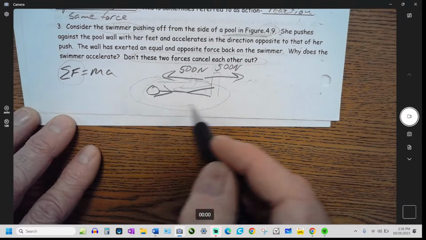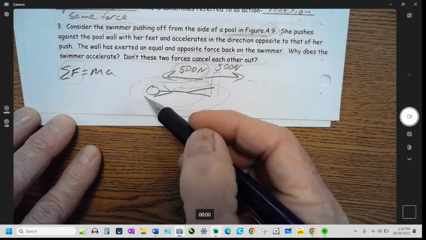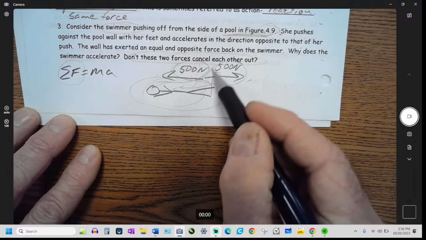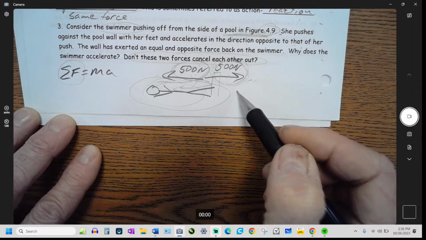The force that's exerted on the swimmer is this one. That's the force of the wall pushing the swimmer. This force isn't accelerating the swimmer. That force is accelerating the wall. And the wall doesn't accelerate.